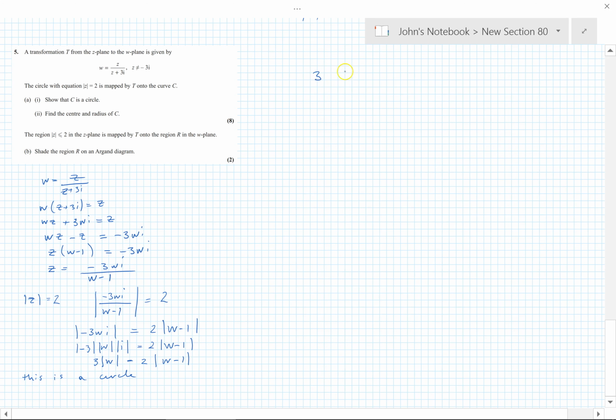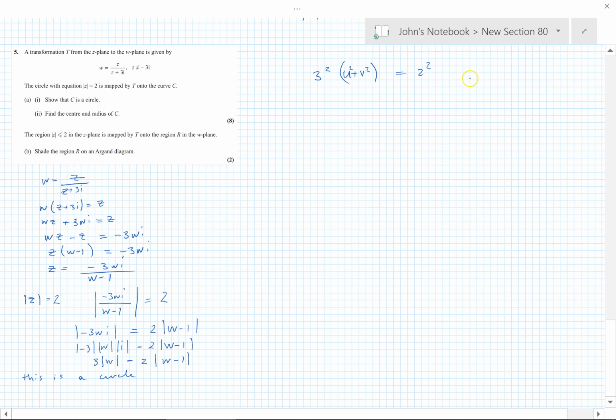We have 3, then 3 squared, and then u squared plus v squared is equal to 2 squared.